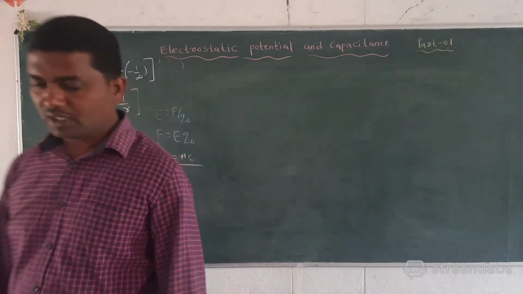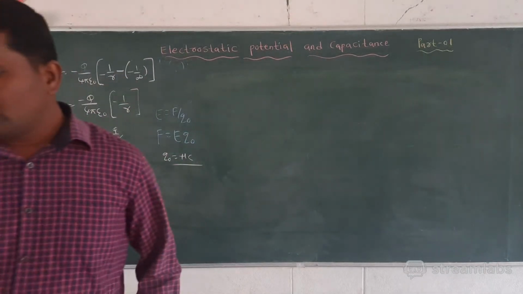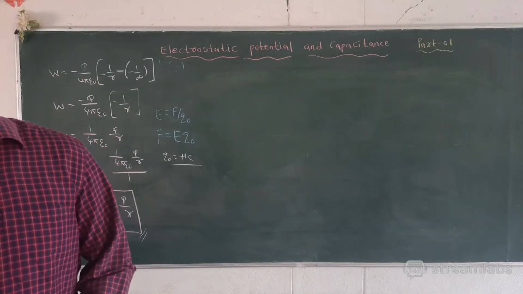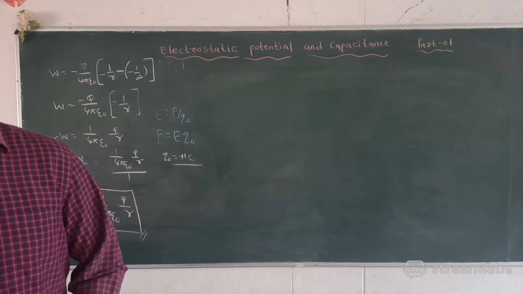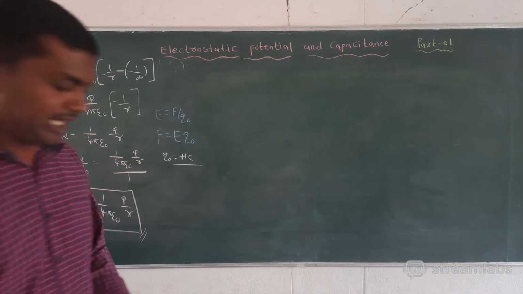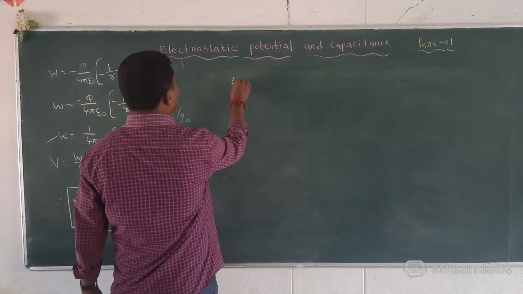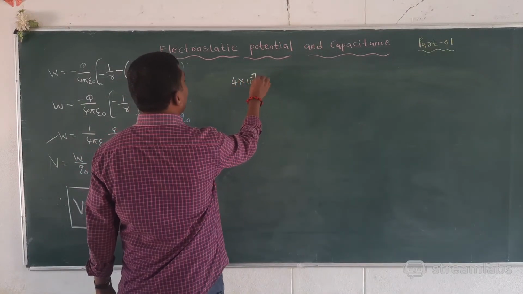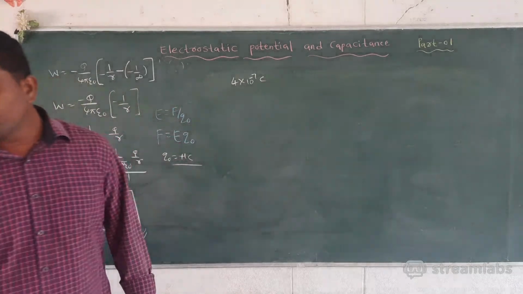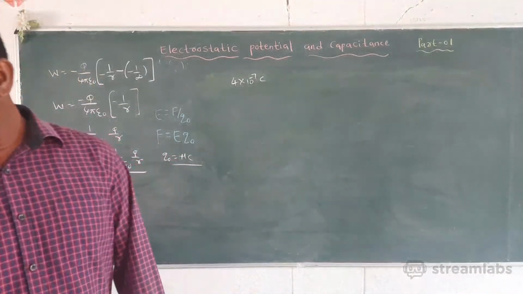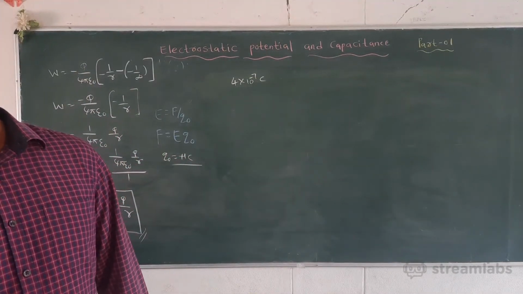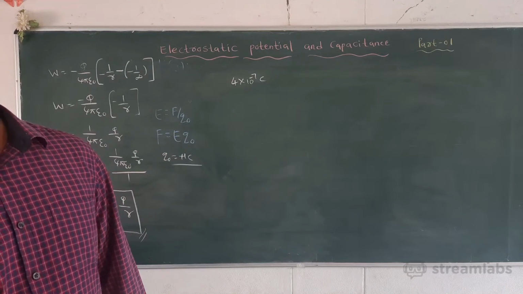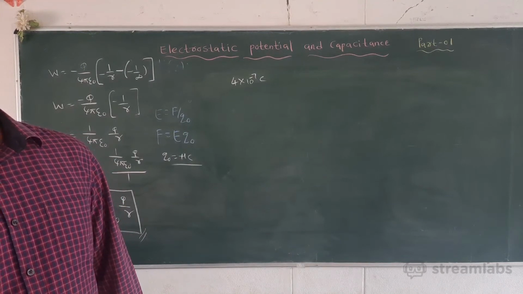So the problem will be: calculate the potential at a point P due to the charge of 4 into 10 power minus 7 coulomb from infinity to the point P. So we can determine the charge value.